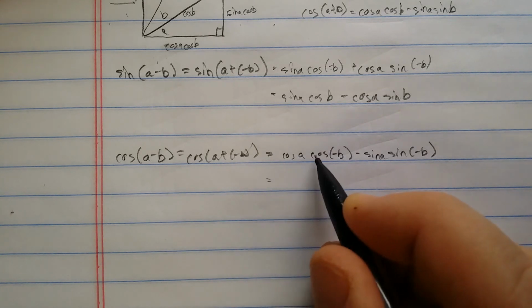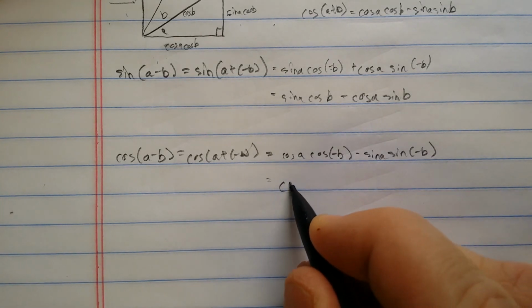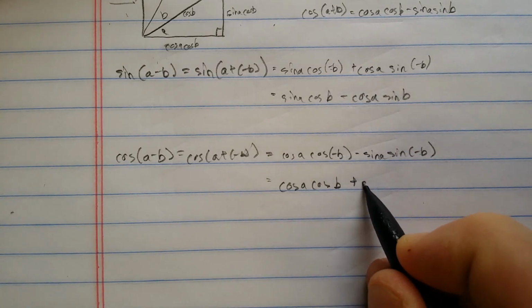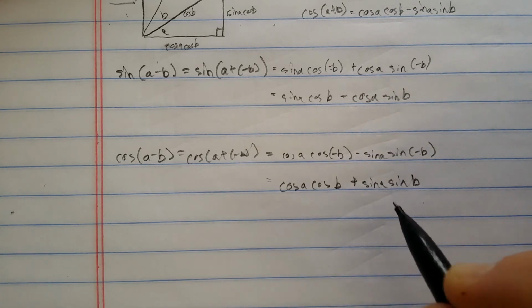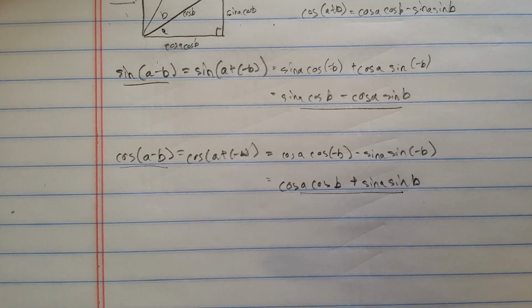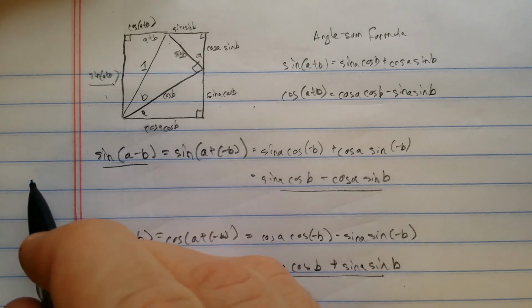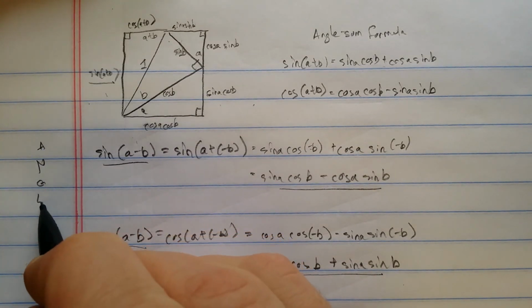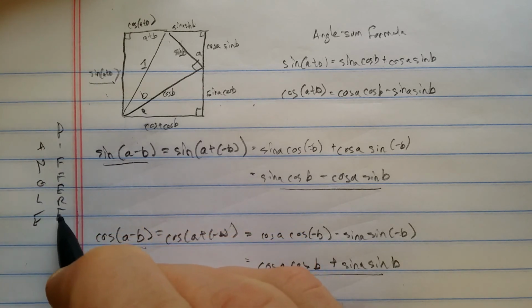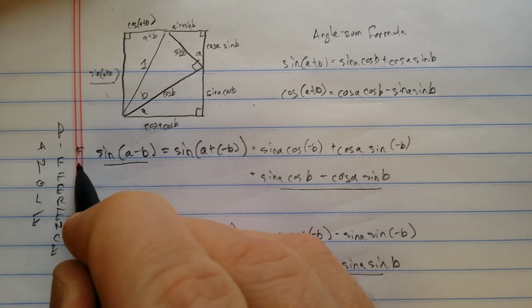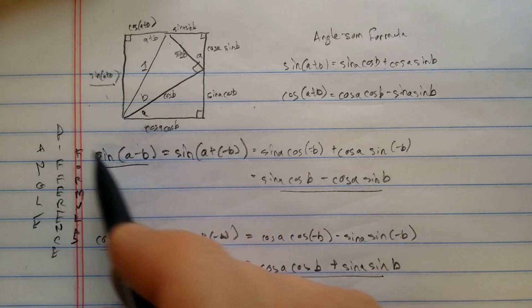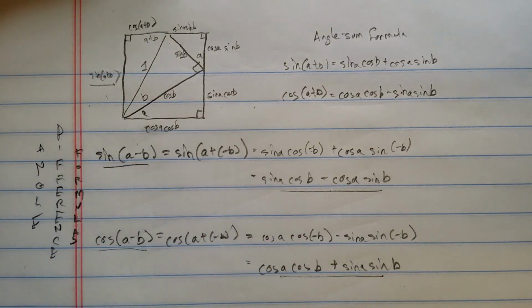Alright. Okay, so again, cosine is even, so that one is just cosine B. Sine is odd, so this negative comes out and becomes a sum. So that's how you derive the angle difference formulas. Okay. So now we have 4 formulas: angle sum and angle difference. These two here. This is this, and this is this.